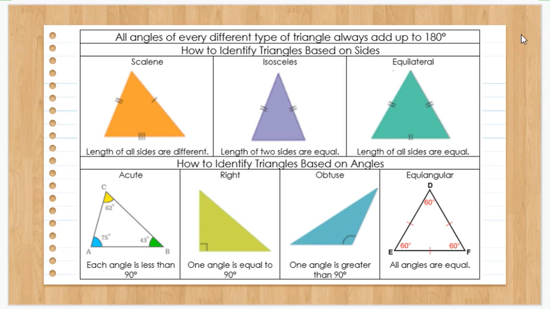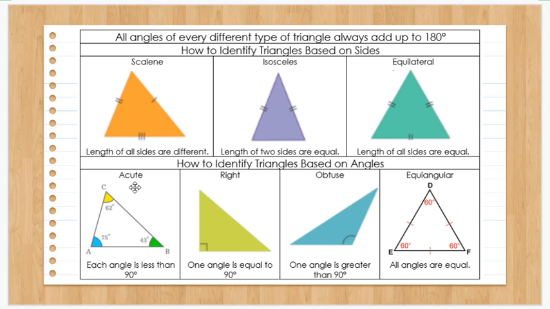All right, and then you have to remember that there's two ways to classify triangles. We can first classify them based on their sides, and that is as scalene, isosceles, or equilateral, or we can classify them based on their angles as acute, right, obtuse, or equiangular. So let's look at the difference here. The scalene is the length of all of them are different. The isosceles is that two of them are equal and then one of them is different. And then the equilateral is when all three sides are exactly the same length.